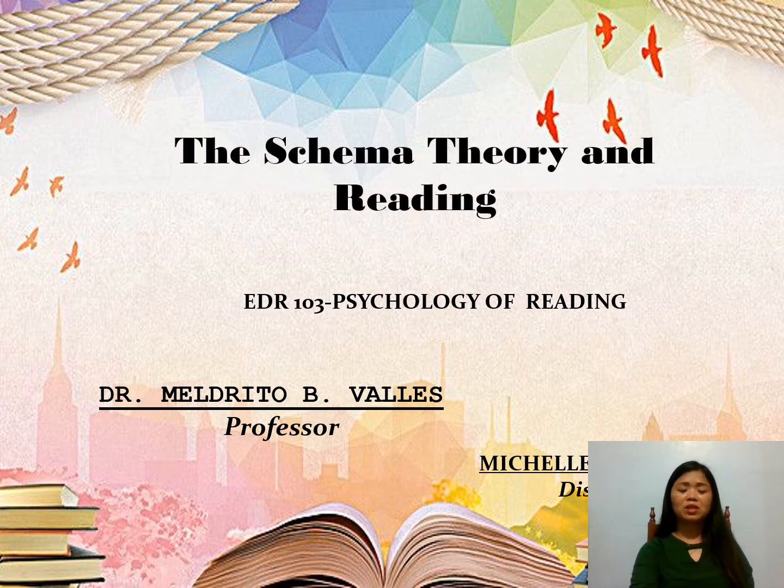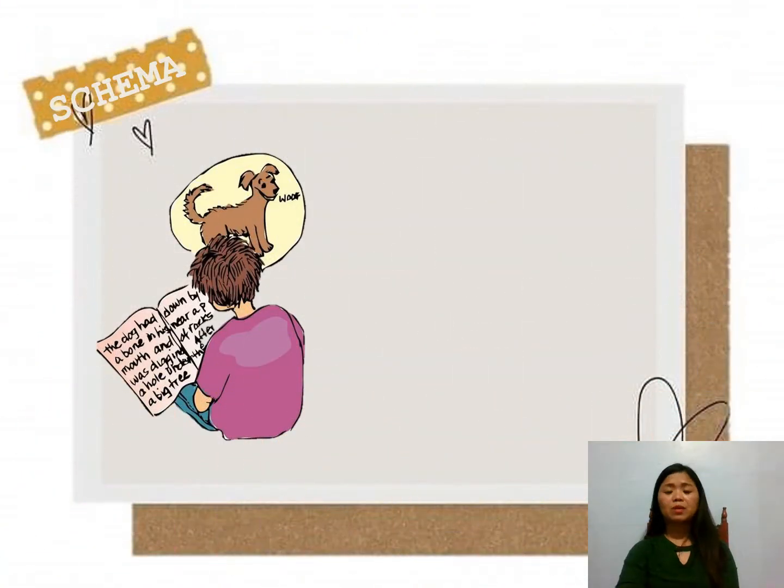I was assigned to discuss to you the schema theory and reading under Module 4, Reading as Comprehension. What is a schema? As we have learned from the previous topic, schema is defined as the building block of cognition or knowledge. A schema is everything that we know and have experienced in our life. It is the background of prior knowledge that a reader brings to the text.